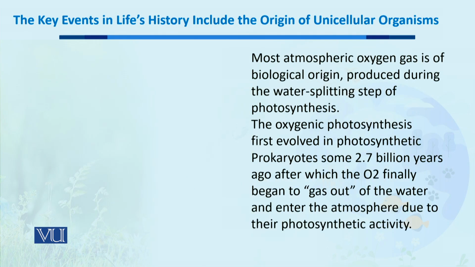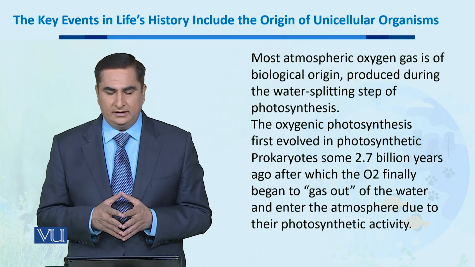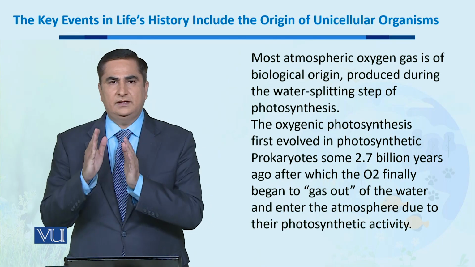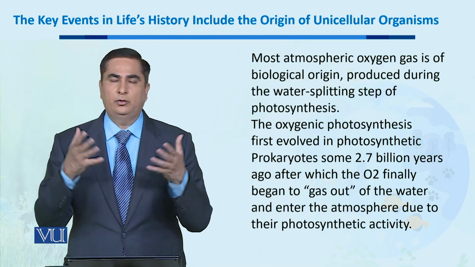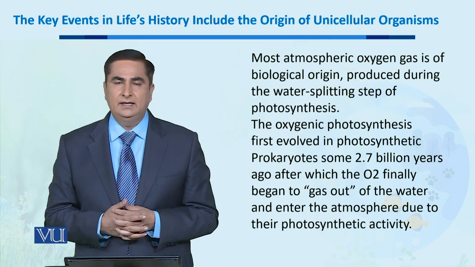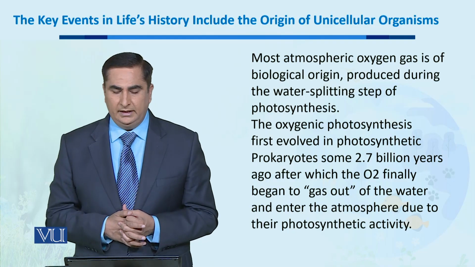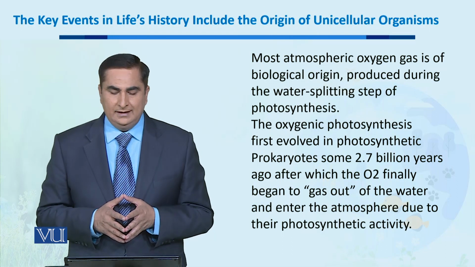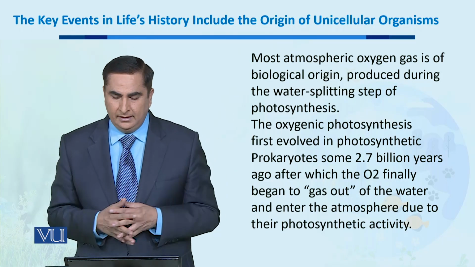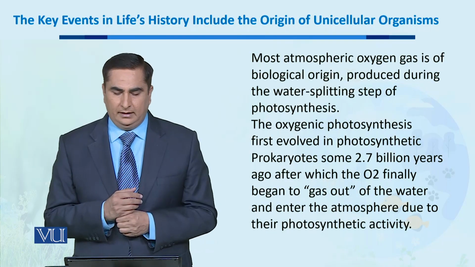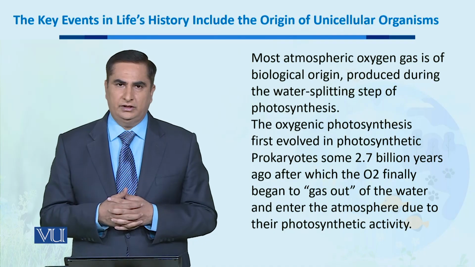Now, most atmospheric oxygen gas which is present now is actually of biological origin. It was produced during the water splitting step of photosynthesis, and that photosynthesis was performed by earlier prokaryotic organisms, which you can say were autotrophic prokaryotic organisms. Oxygenic photosynthesis first evolved in photosynthetic prokaryotes some 2.7 billion years ago, after which oxygen finally became abundant in the oceans, and it started to gas out into the air, and it entered the atmosphere due to more and more increase of oxygen in the oceans.